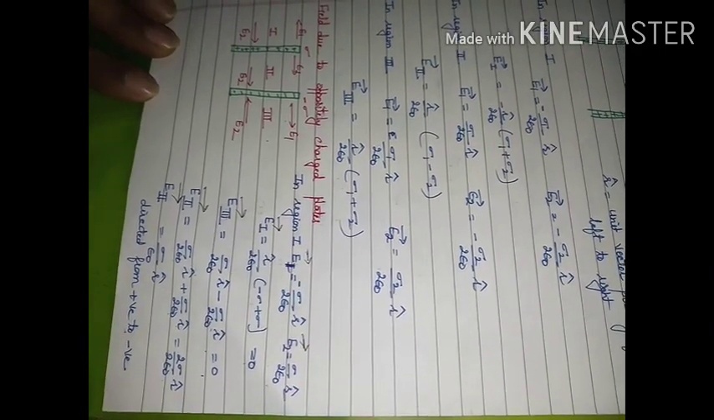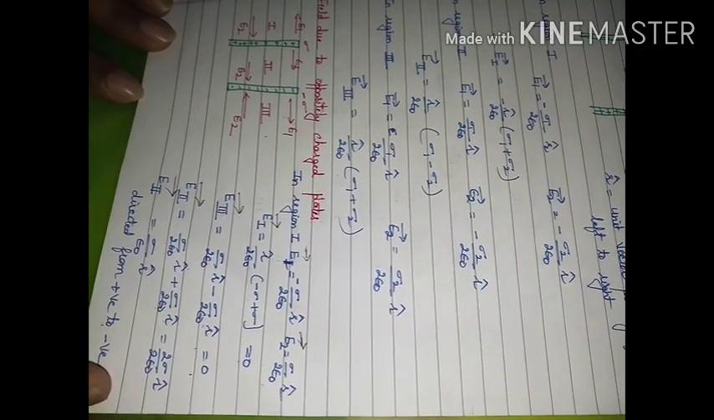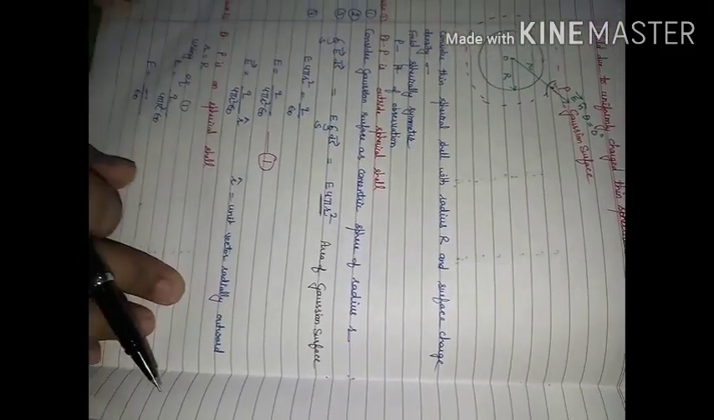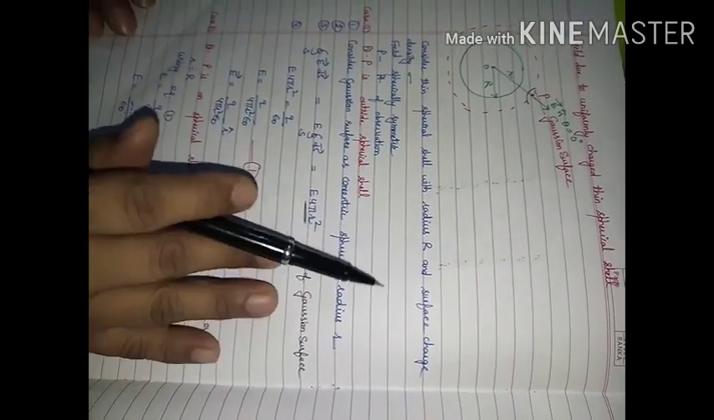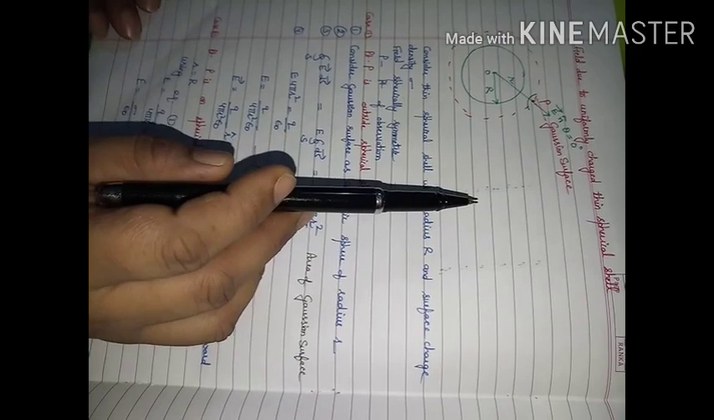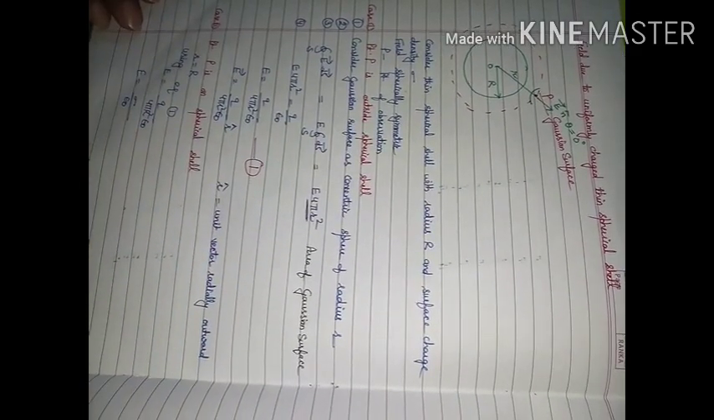Gauss's theorem is very important and its applications are more important because one or other it is asked most of the time in exam. This is 3 mark, again very favorite question of CBSE. Field due to uniformly charged thin spherical shell.